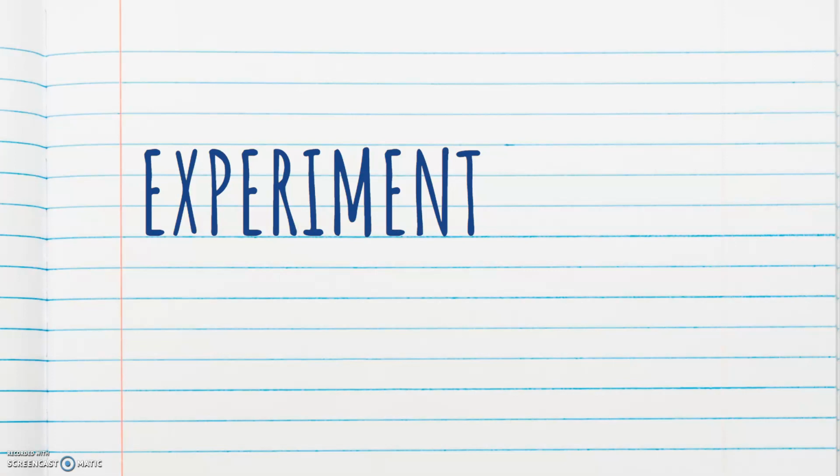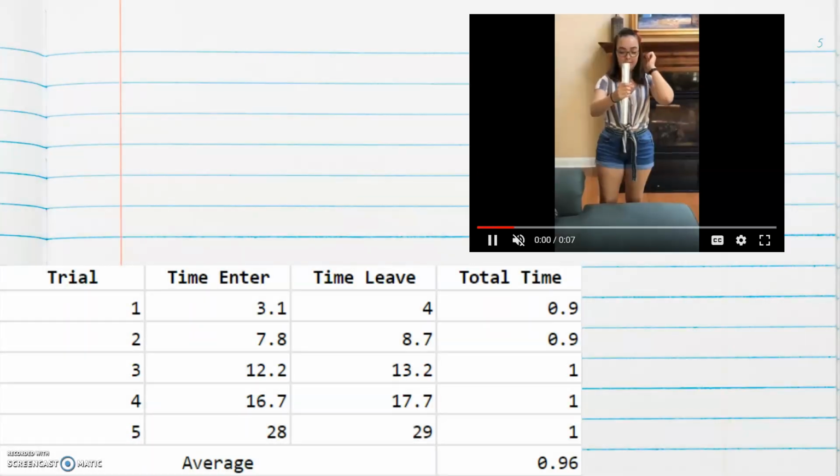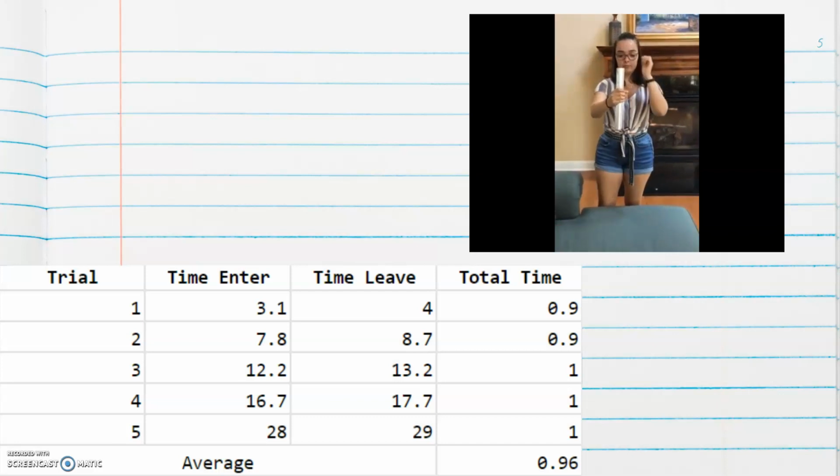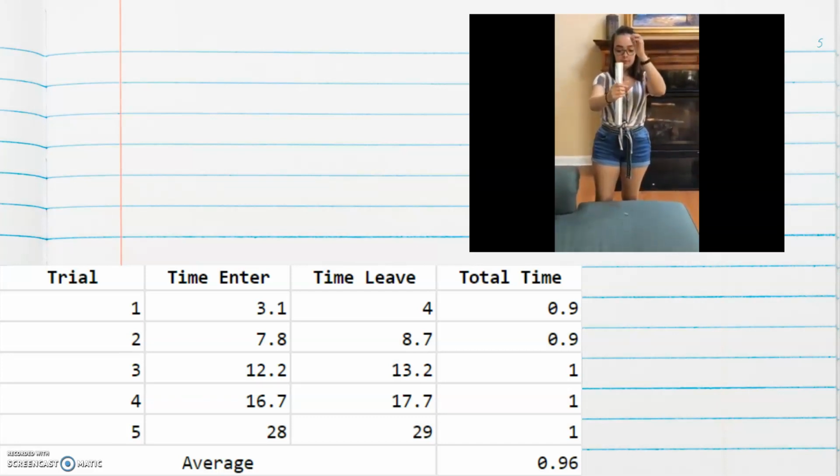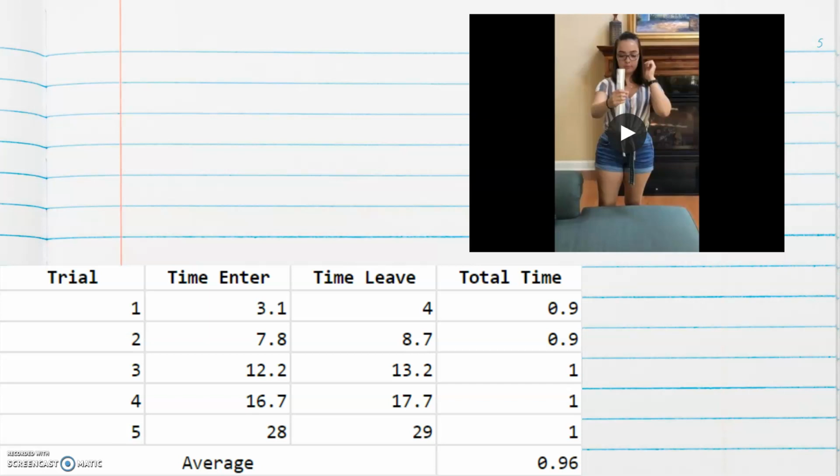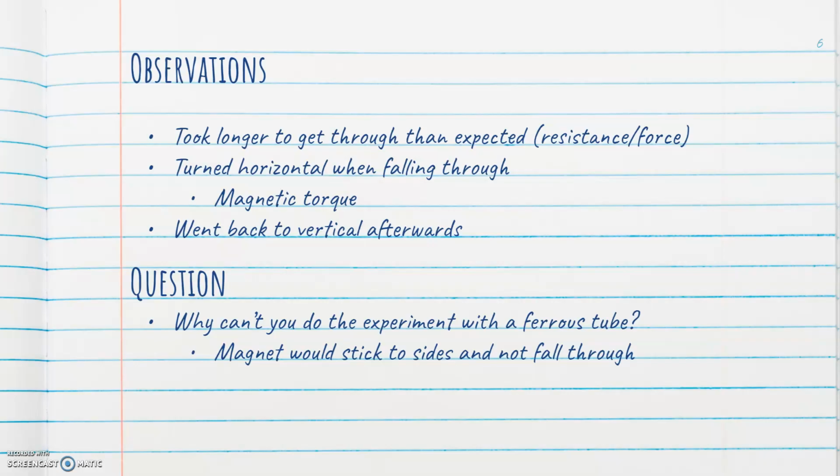For the experiment, we had to take a tube and drop a magnet through it, after finding the north side of the magnet to properly orient it as we dropped it through. We had to find the time it took to come through the tube, and you can see the chart of the times there. My average was 0.96 seconds. The observations I had during the experiment were that it took longer to get through the tube than expected, from resistance and force, and the magnet turned horizontal when it was falling through because of magnetic torque, and after it fell through the tube it went back to falling vertically.